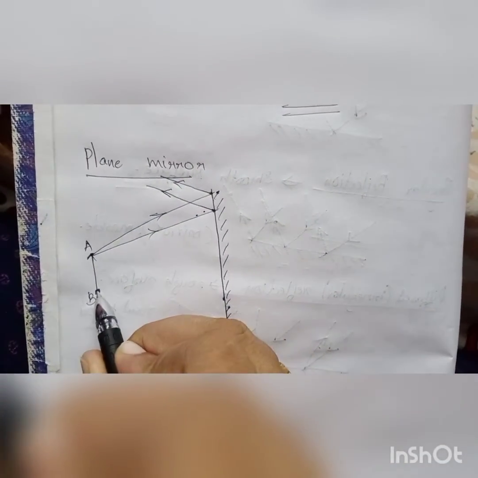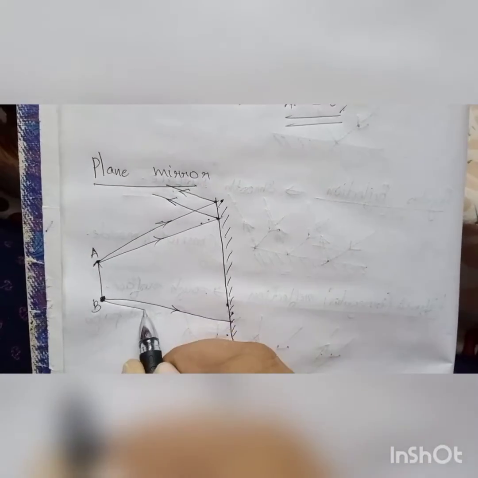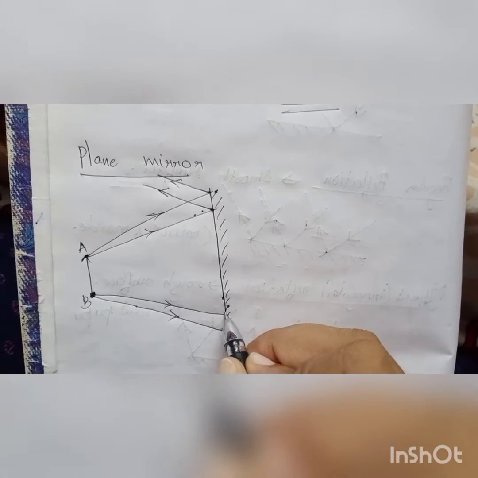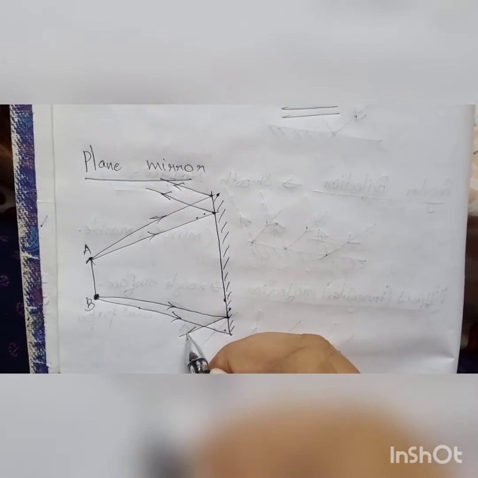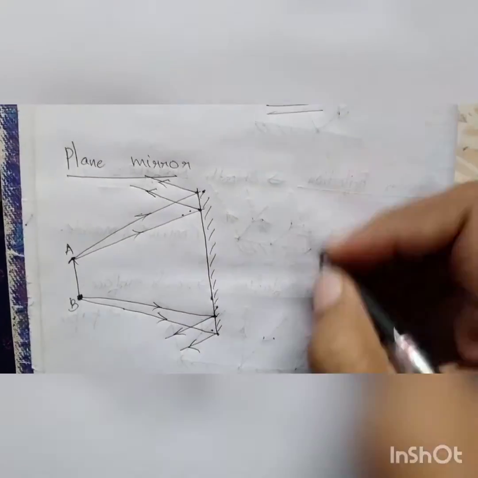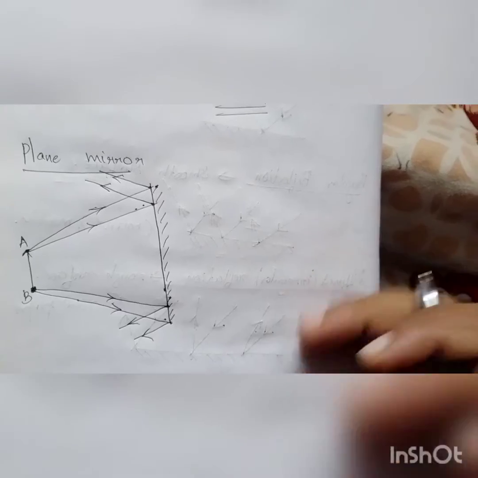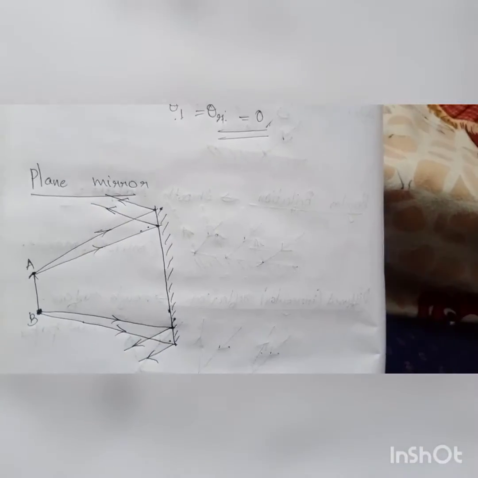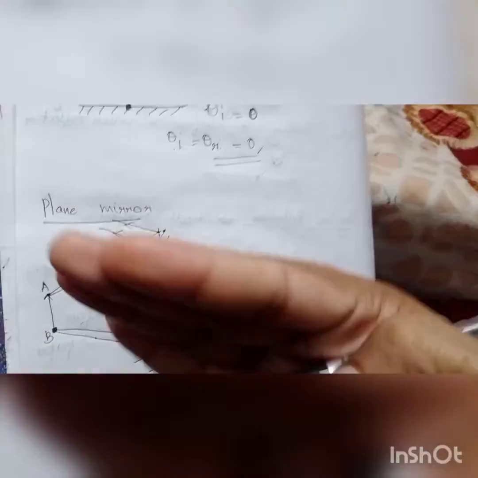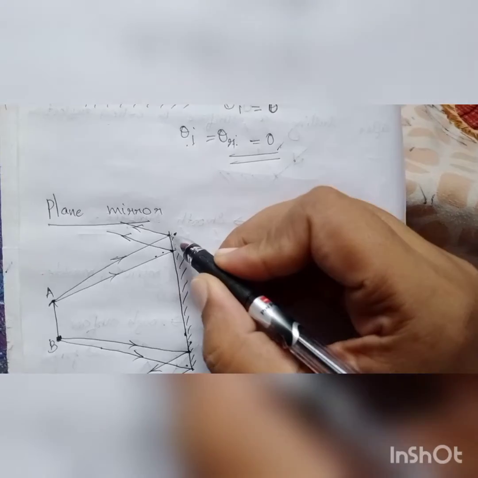Similarly, from this end, let these two be the incident rays. After reaching the surface, they bounce back. We need to find where the image is formed. When we are standing in front of a dressing table, we can see our image inside the mirror, right? So that is a plane mirror.